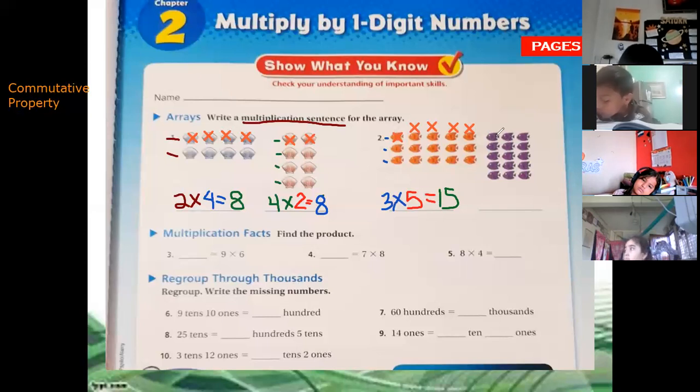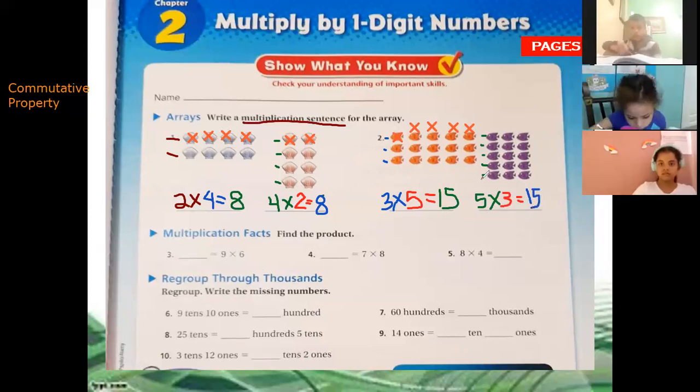Okay, how many lines are in this array? How many? 5. 1, 2, 3, 4, and 5. 5 times 3. 3 fish in each group, exactly. Equals 15. Good job.